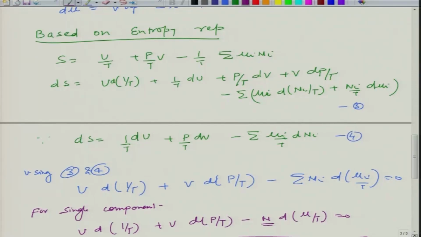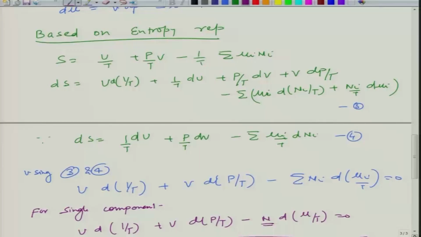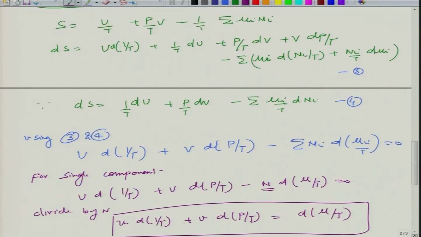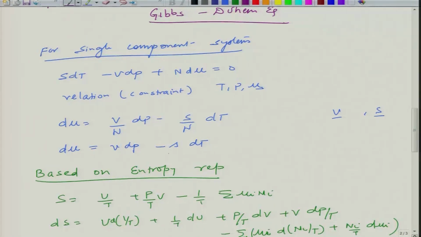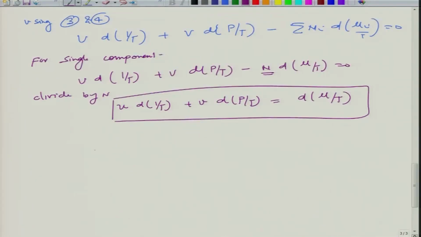You can come up with an internal energy based expression, or you can come up with an entropy based expression. That is why we did both the exercises, and clearly you see these relations are different. This is the one which is entropy based, and this is the one which is internal energy based. Both give you the constraints between the intensive variables, okay.